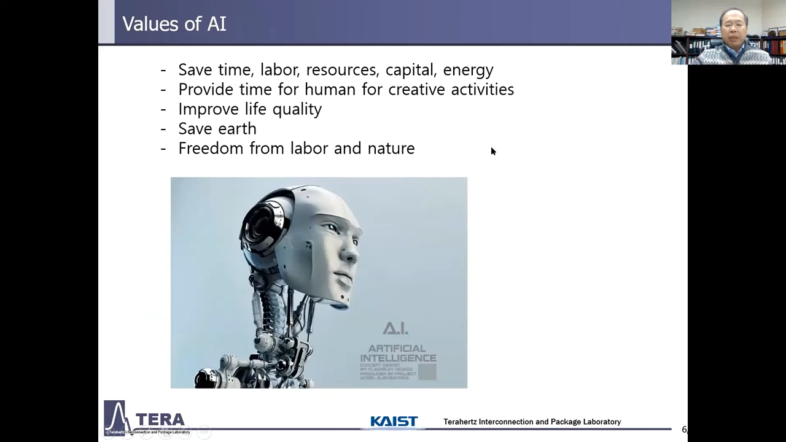There are some good values and bad things about AI. I would like to discuss shortly the constructive values of AI, because AI can do a lot of work for our human brain, and it can save time, labor, resources, capital, and energy. So it can provide us time for more creative activities than routine activities. And I'm sure that it can improve the quality of our lives, and we may have freedom from labor and nature. So we can have more happy time.